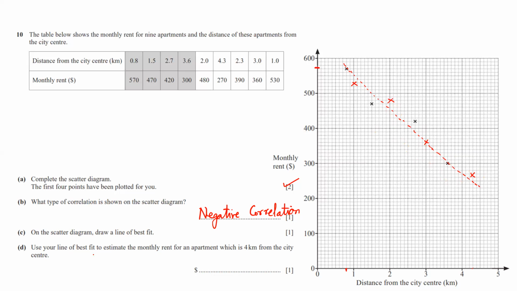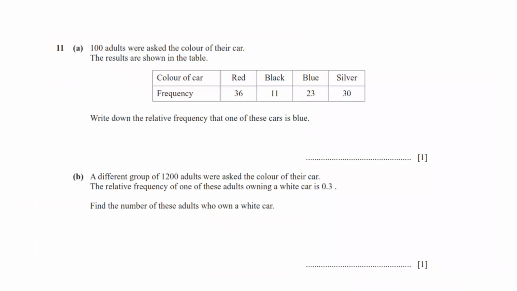Then in part D, it says use your best fit straight line to estimate the monthly rent of the apartment which is 4 kilometers from the city. So monthly rent at 4 kilometers is something like here. It would be 250, 260, 270, something around 270 US dollars. So 4.3 is 270. Again, it depends upon your line. So it will be something around $270.